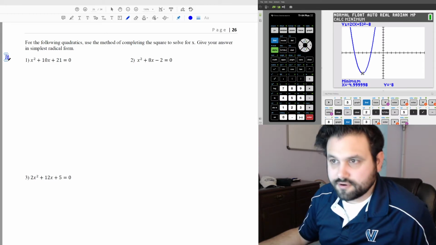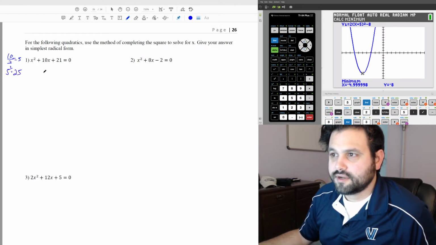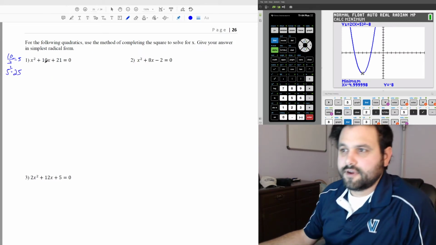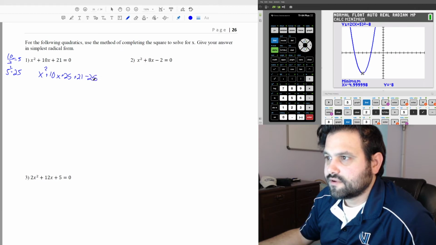10 over 2. 10 divided by 2 is 5, and 5 squared is 25. Okay, so that's the side work I'm going to need, right? So x squared plus 10x plus 25. And then I have the plus 21, and I subtract 25. Right? I've added 25, I've subtracted 25. And this still all equals 0.